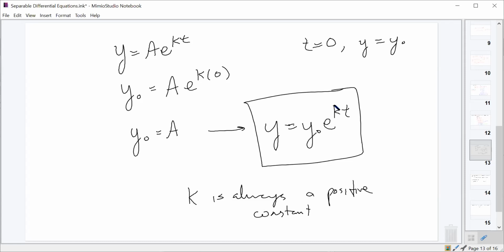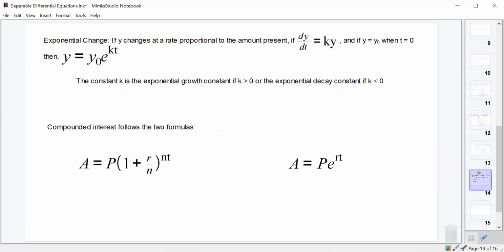Okay? And so this same general idea can be used to come up with the formulas for compounding interest. Remember the formulas for compounding interest that you learned about sometime a long time ago also? Did you guys do compound interest ever?